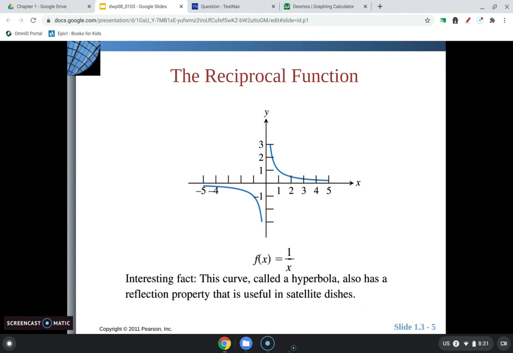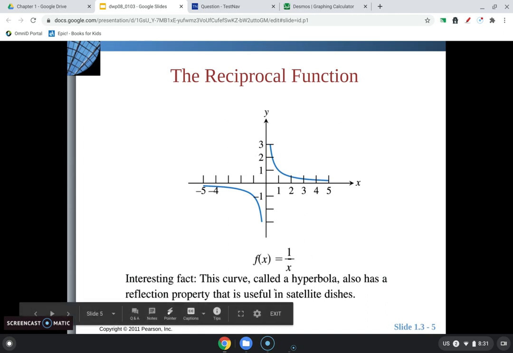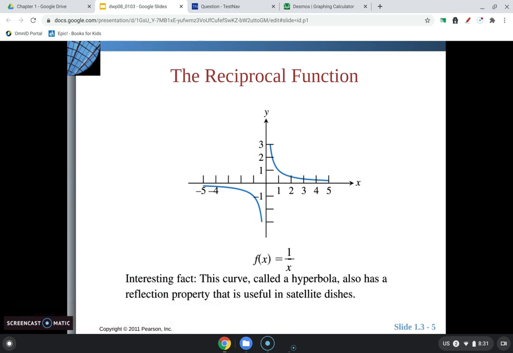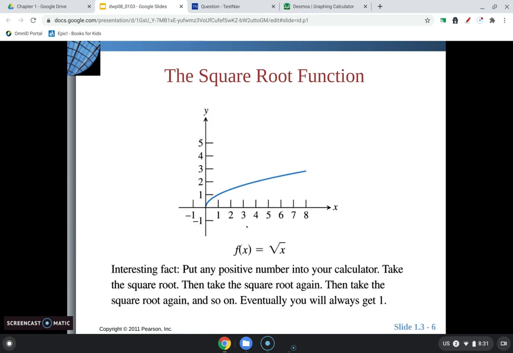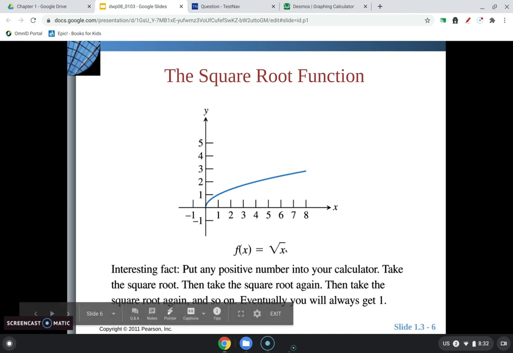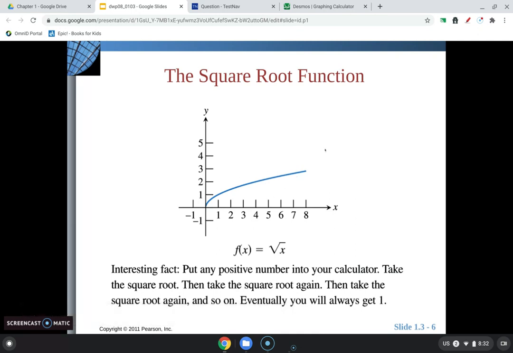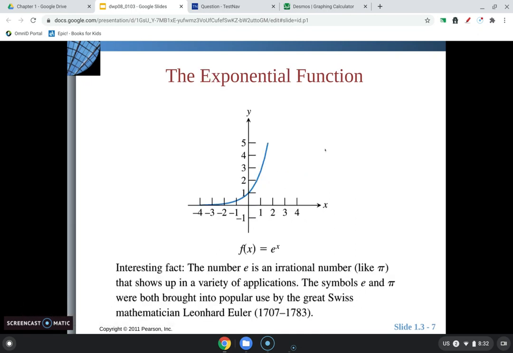All right, the reciprocal function. We talked about this a little bit, but if you look at this, we can't divide by 0. So the domain for that would be x cannot be 0, but it can be anything else. So that's the reciprocal function. The square root function looks like this. It has to be a positive number. So your domain would be x is greater than or equal to 0 for the square root function.